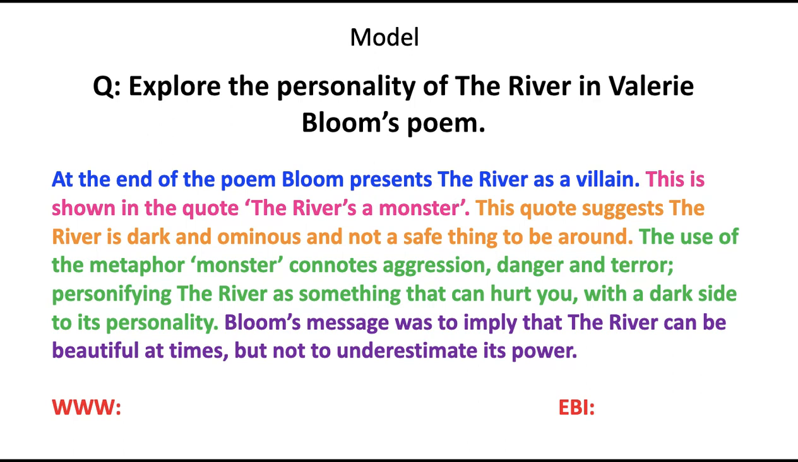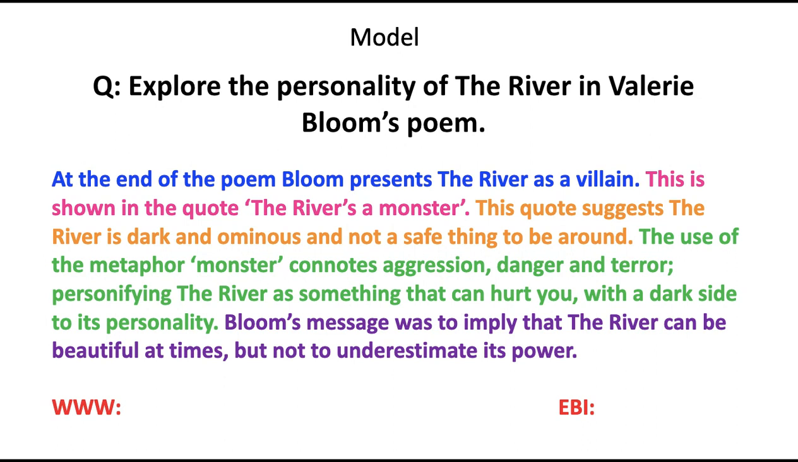So at the end of the poem, Bloom presents. If this is a full PEEE paragraph response, this will probably be my last PEEE paragraph out of 3, because I'm talking about the end of the poem, and I'd probably have already written one about the beginning and one about the middle of my interpretation of the personality of the river in Valerie Bloom's poem. This quote is shown. Okay, I've given some evidence. I've given interpretation. It suggests that it's dark and anonymous and not safe to be around, so I've explained what that quote means. And then I've done some language analysis, the use of the metaphor.